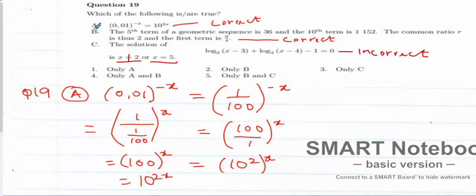From the above now, we have A, which is correct. We have B, which is also correct. We can now select our answer. The answer will be only A and B. So which is the answer for question 19. So only A and B. So that's the answer for question 19.